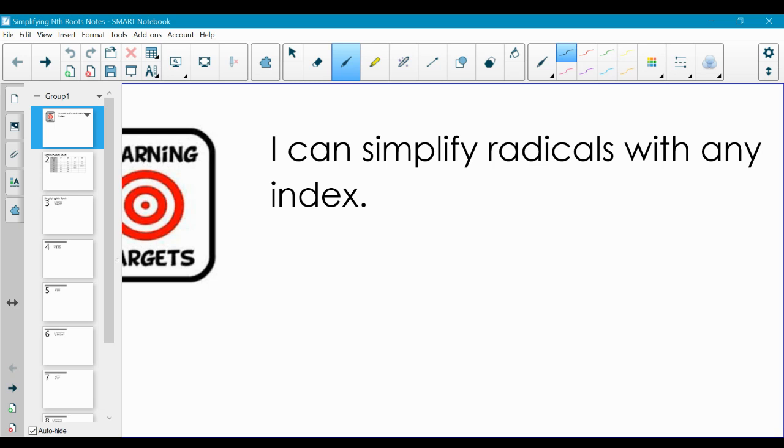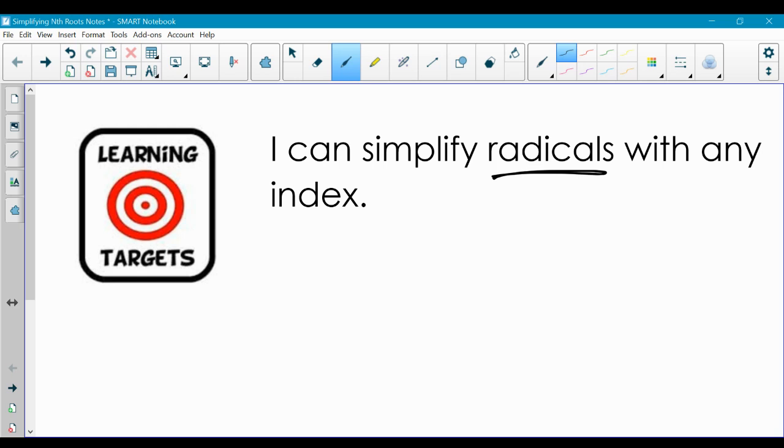All right, our next topic, we are going to simplify radicals with any index. So that means we're talking about cubed roots, fourth roots, fifth roots, etc. In order to do that, we really want to make sure that we know what numbers to look for.